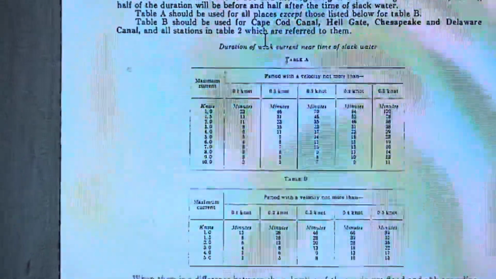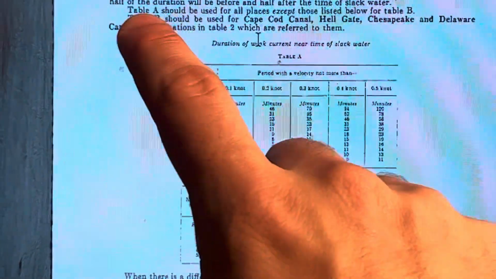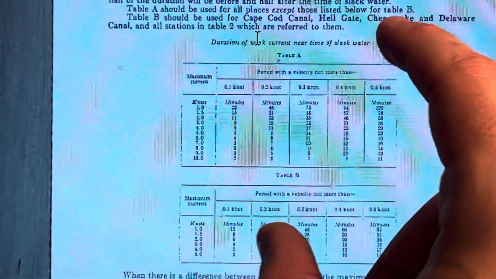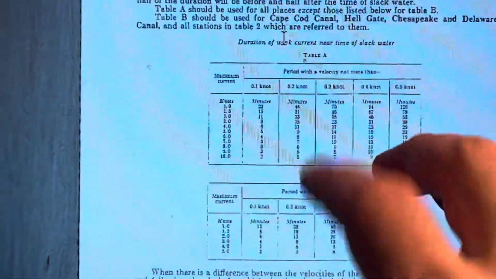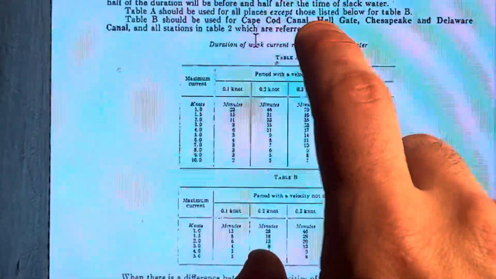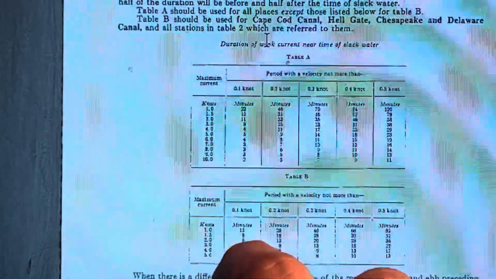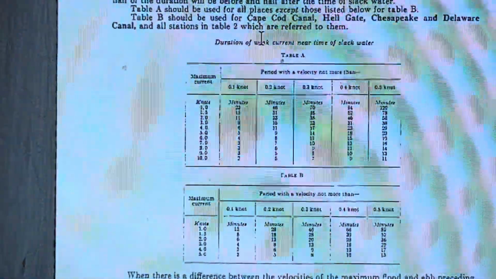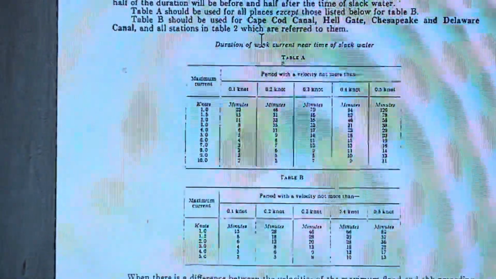So you would use table B if you were based off of a main station or a substation referring to Cape Cod, Hellgate, Chesapeake, Delaware, and so on. Always make sure to read that so you know which one to use. Any other main station uses table A. And all you do is, if you're looking for, can I get a little closer? Yeah.